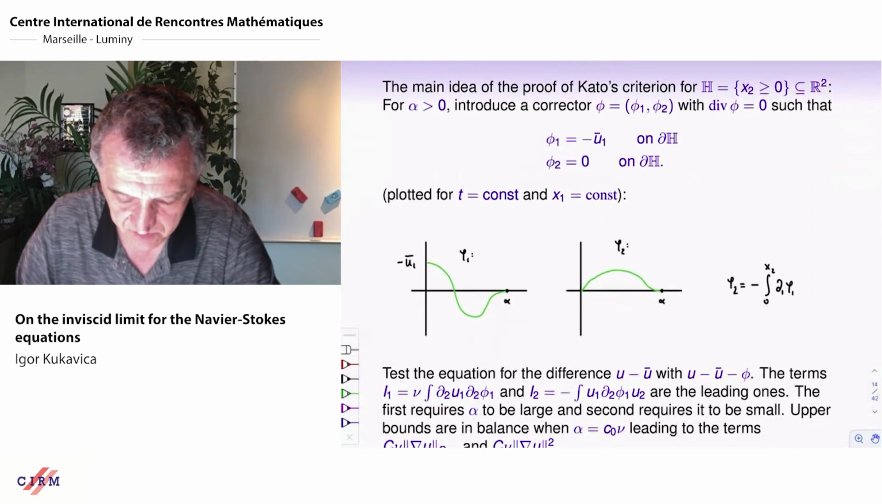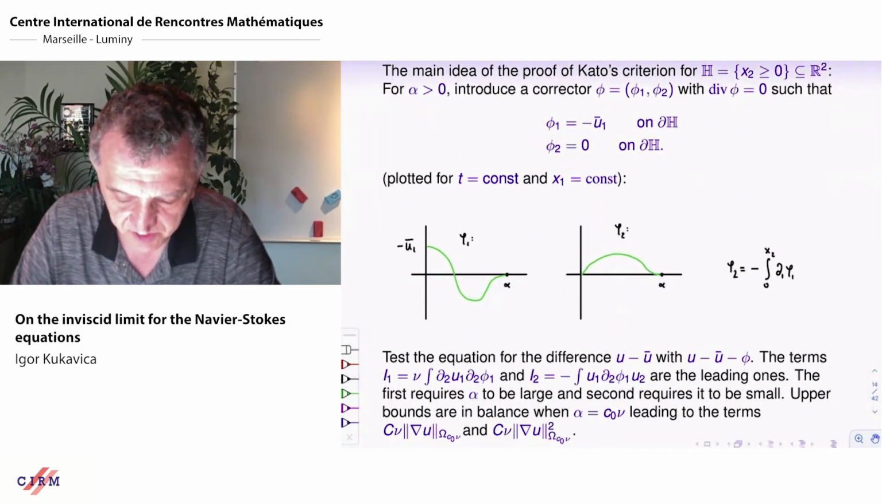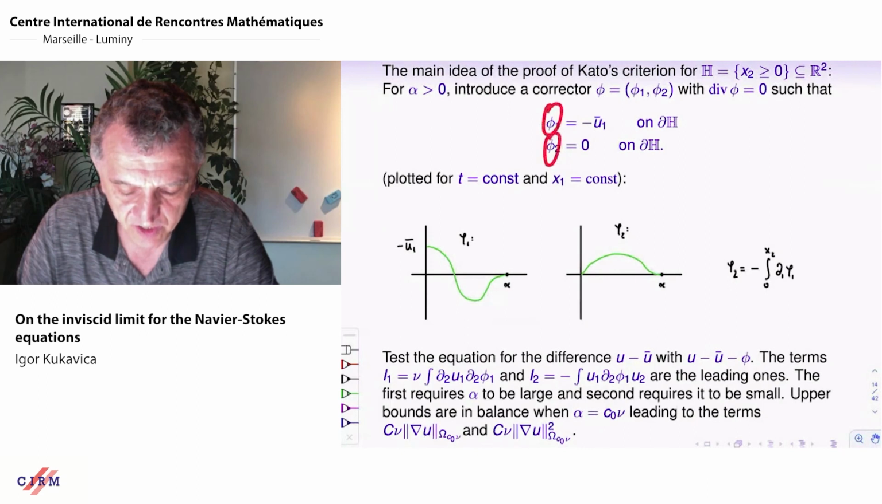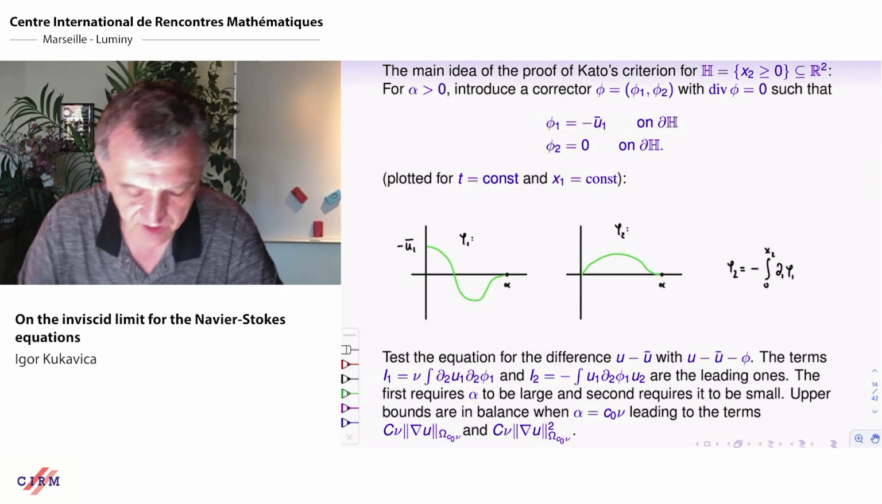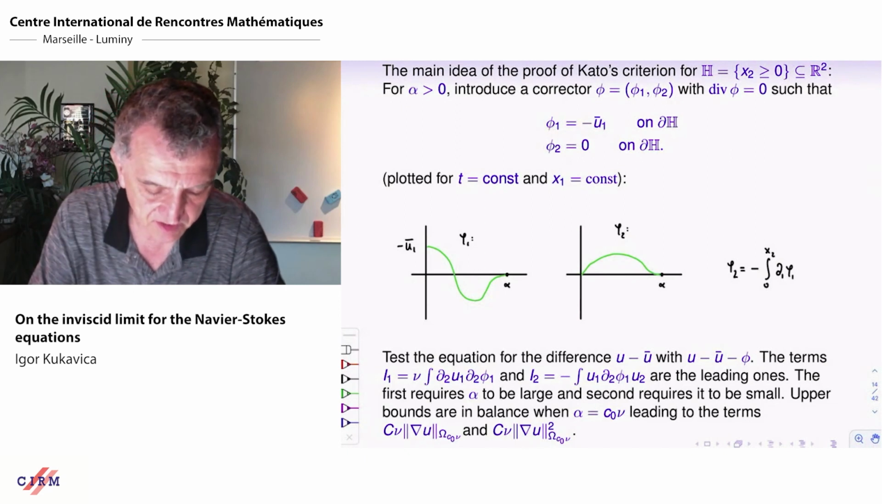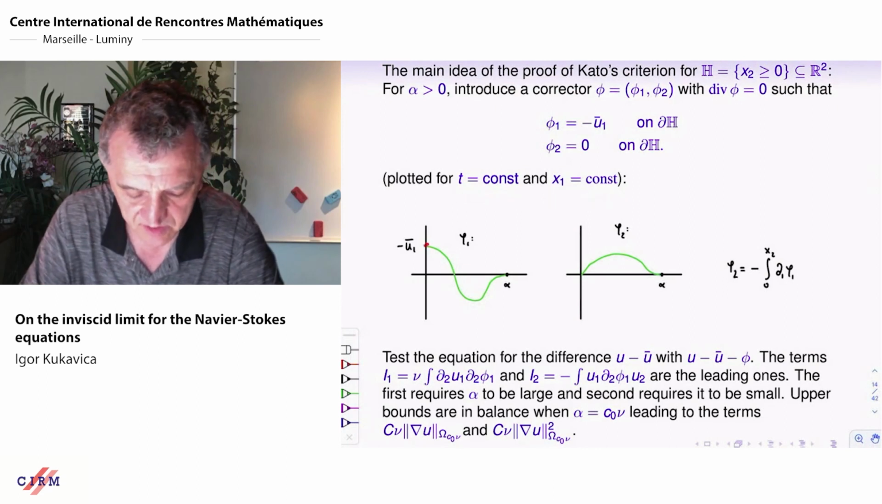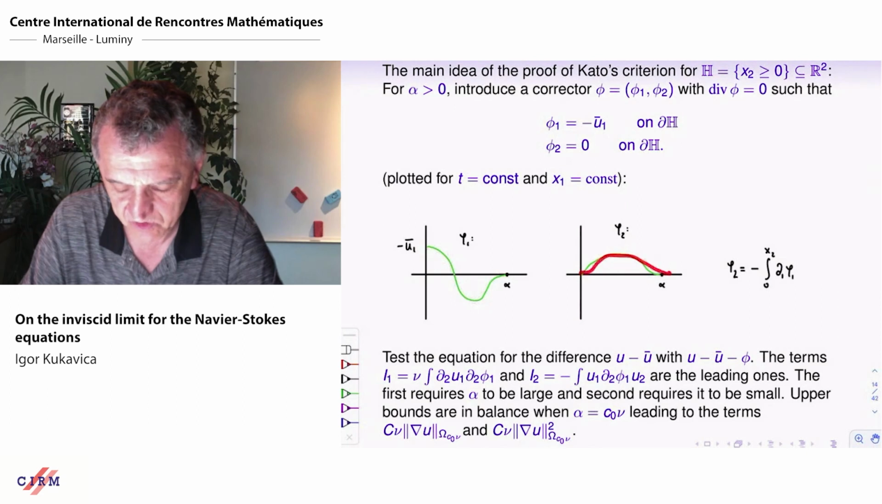And one slide proof of Kato's criterion, because it's very beautiful. So the idea is to correct the solution of the Euler equation to be zero at the boundary. So we introduce a corrector, phi, which matches with the tangential component of the Euler solution. And you make it something like on this graphic. So plot it for t equal constant, x1 equal constant. Then it starts with a minus Euler. So you want the sum to be zero. And then you have to make the average zero. So these parts have to cancel so that phi2 would be compactly supported.